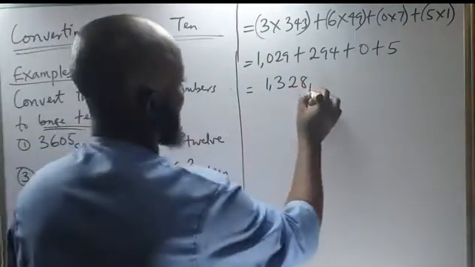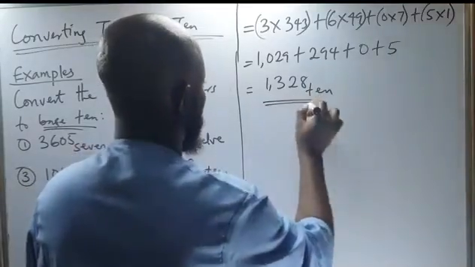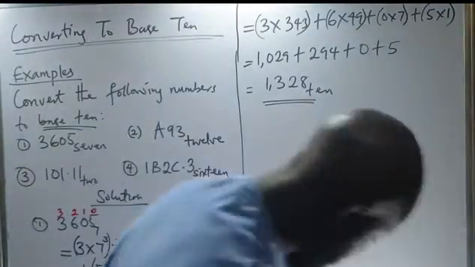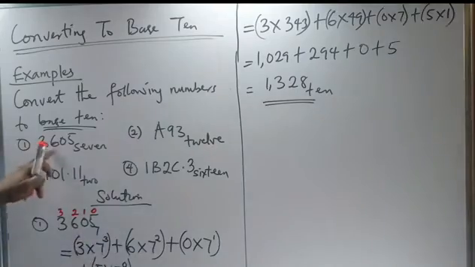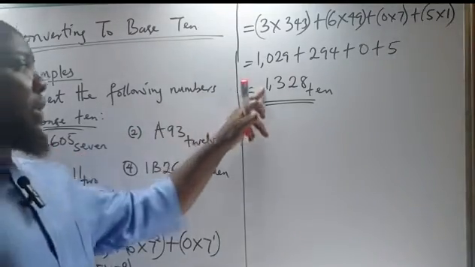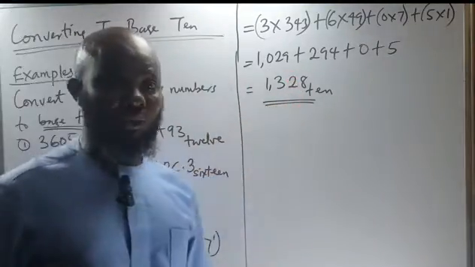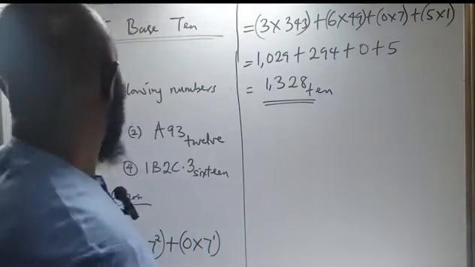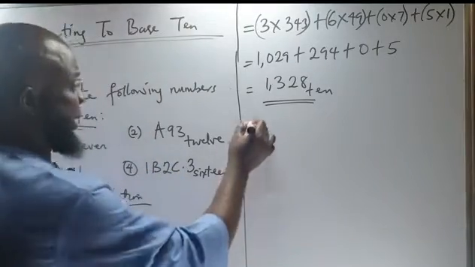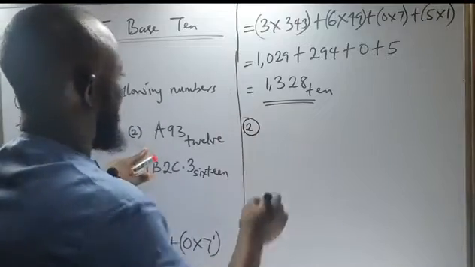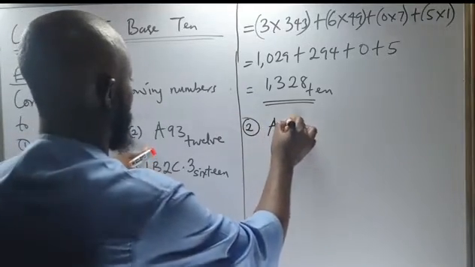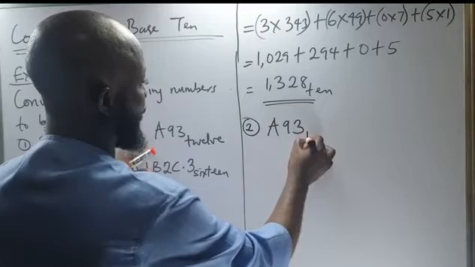Don't forget we are converting to base what? Base 10. Put your 10 below it. That is the answer. So that means 3605 base 7 is equal to 1328 in base what? In base 10. I hope this is clear. So move to the next one. The second one here is 93 base 12.